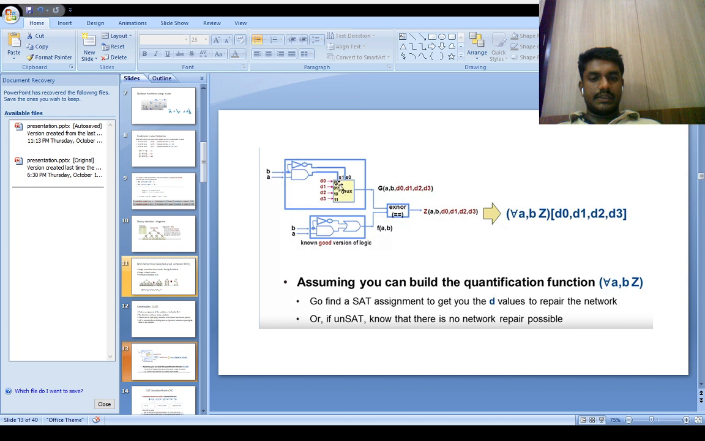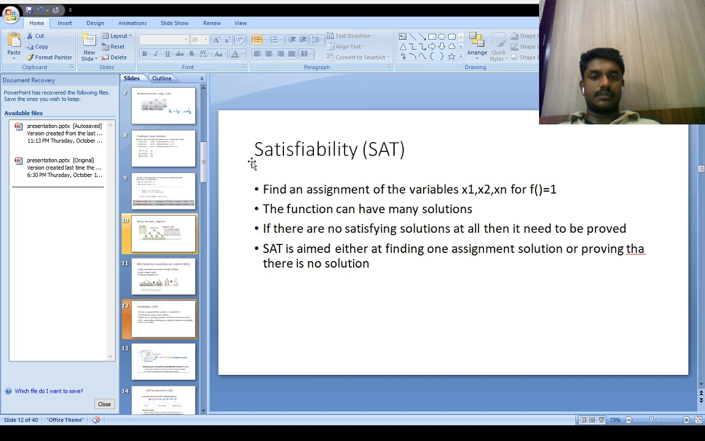So by fixing D0, D1, D2, D3, for every value of A and B, we will get this output. SAT. SAT is very important. We will be learning it in the next session. Satisfiability means for what values of x1, x2, the function output is 1. What we have to do, which values we have to keep so that it will be satisfying, or we are not able to find any solution. We have to know that. SAT will tell us everything.